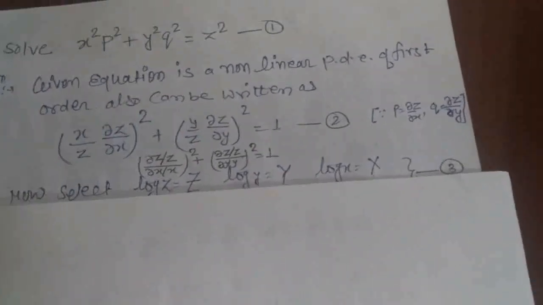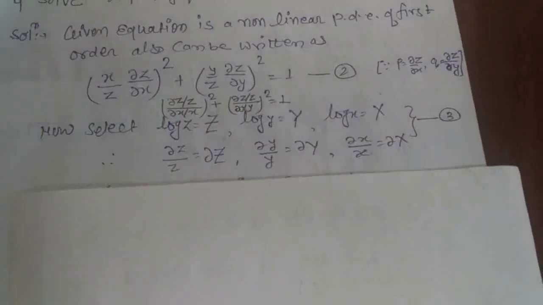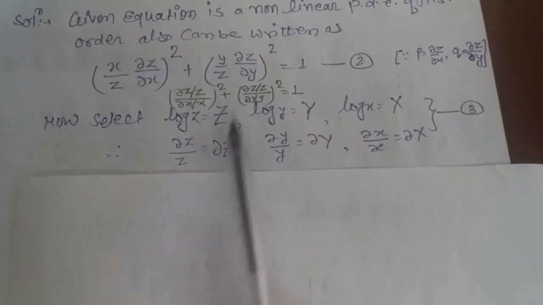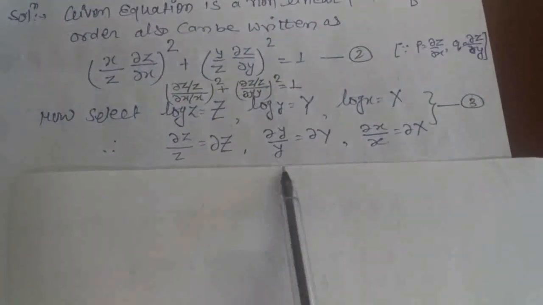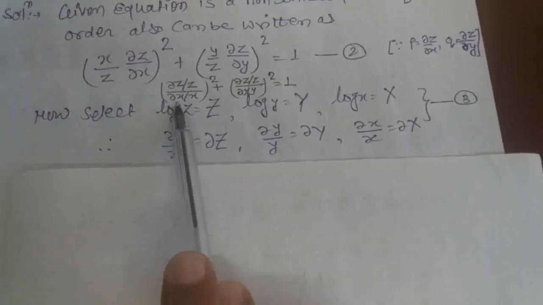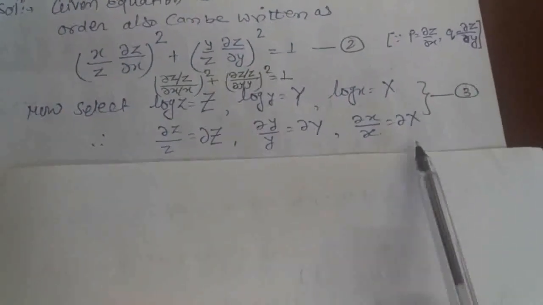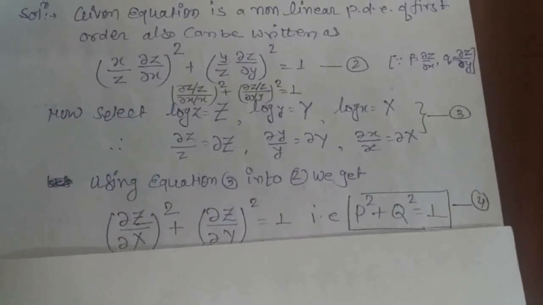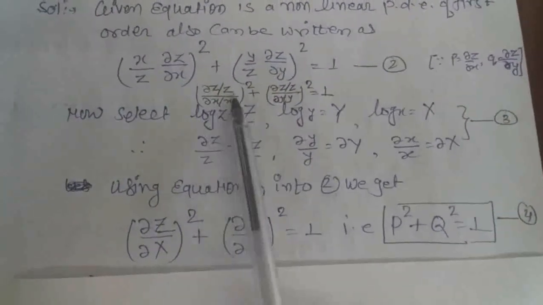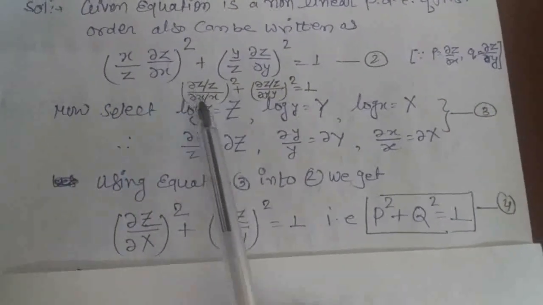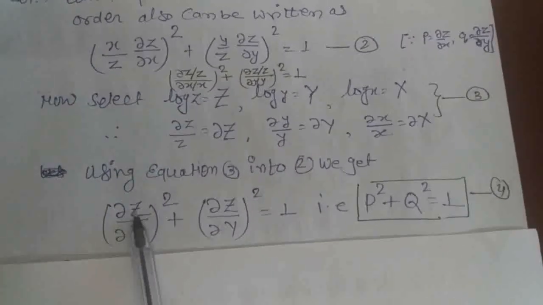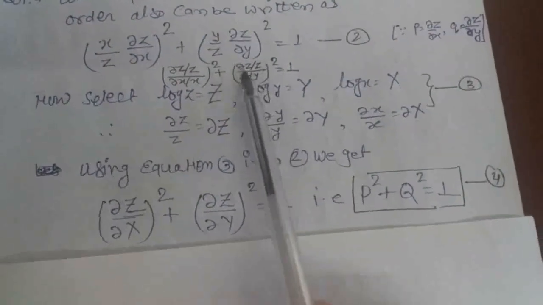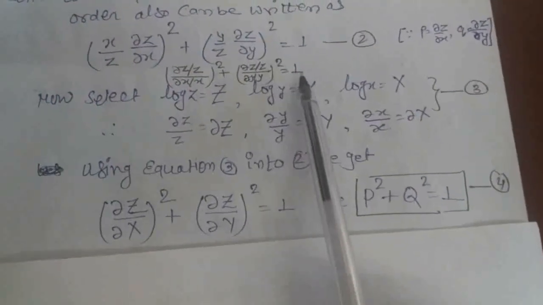Now if we select the transformation del z by z equal to del capital Z, del y by y equal to del capital Y, and del x by x equal to del capital X, then equation 2 reduces to the form: del capital Z by del capital X whole square plus del capital Z upon del capital Y whole square equal to 1.